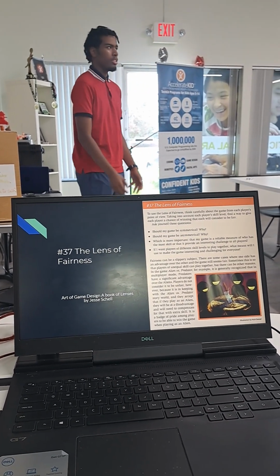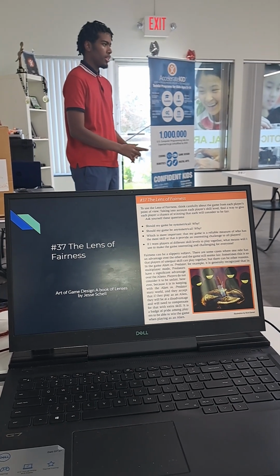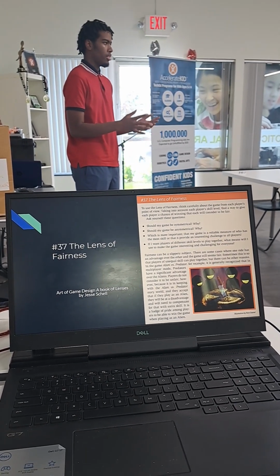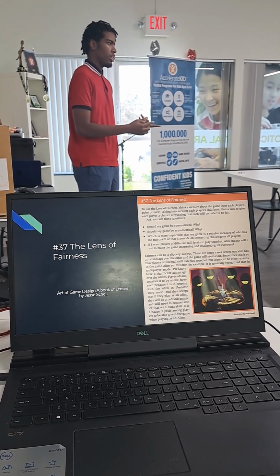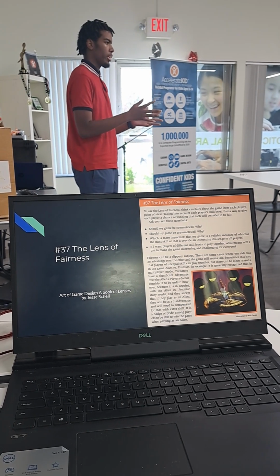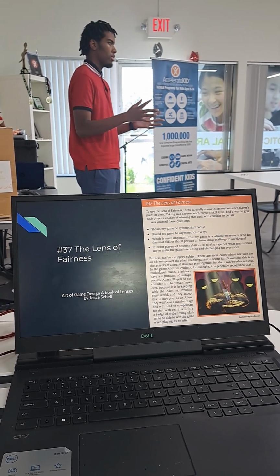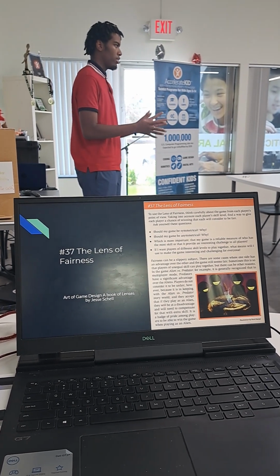The lens of fairness. The lens of fairness comes in with game balancing. How can it be fair to this player or to certain players? For example, challenges. How can I make this challenge interesting and engaging, but not too difficult, to the point where the player just loses interest in said game?